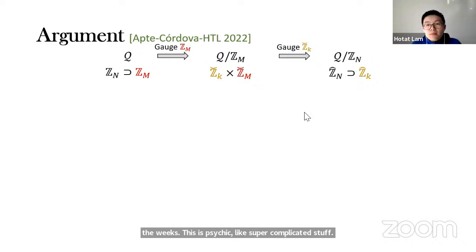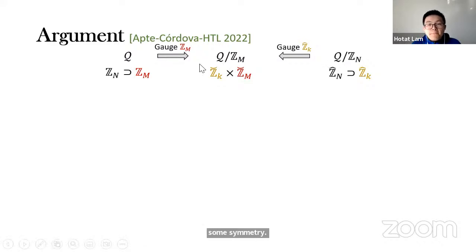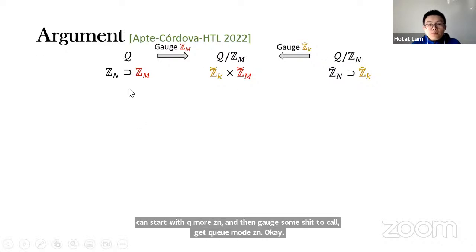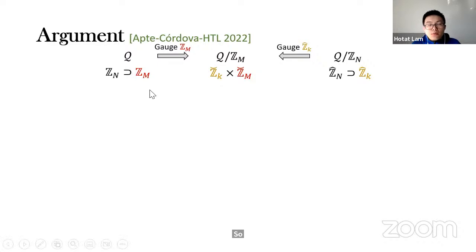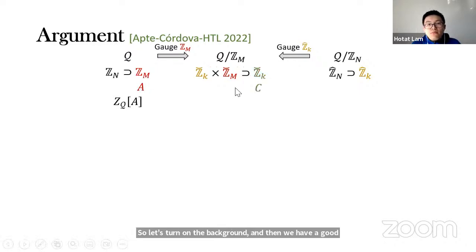Okay, so this is what happens, and in fact, if we start from the Q mod Zn theory, we can also recover the Q mod Zm theory by gauging the dual Zk symmetry. So now we can start from Q and get Q mod Zm by gauging some symmetry, and we can start with Q mod Zm and gauge some symmetry to get Q mod Zn. Now let's imagine that we turn on some background gauge fields. Let's turn on the background gauge field for Zm, and then we have good control over its partition function. That means we also have good control over the partition function after gauging the Zm symmetry, so we also understand the partition function in Q mod Zm.